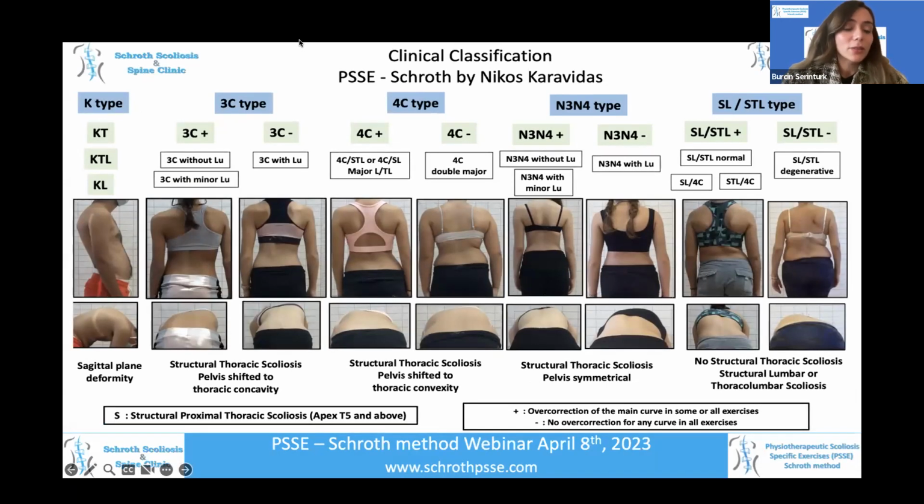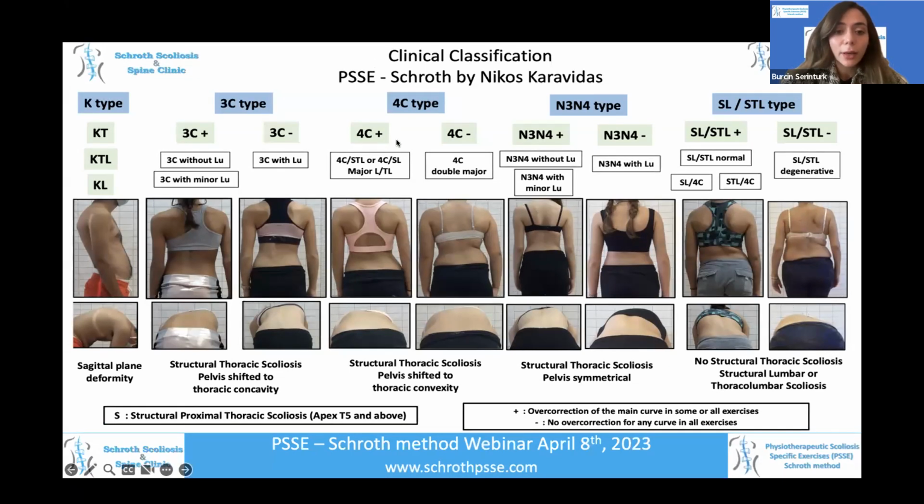We also have kyphosis in our classification. Kyphosis can be in the thoracic region, thoracolumbar region, or lumbar region. We call them KT, KTL, or KL according to region. K type stands for kyphosis. Moving into scoliosis, we have 4 main types. The first type is 3C. 3C means structural thoracic scoliosis and pelvis shifted to thoracic concavity.